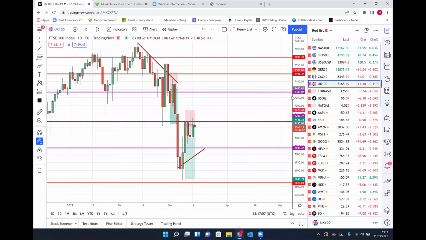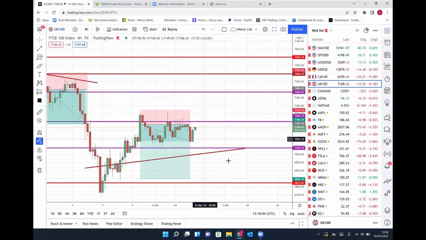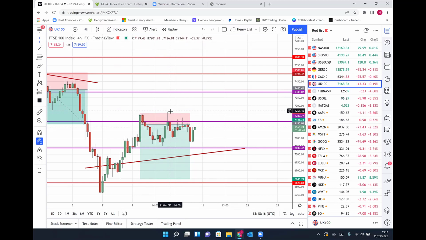The UK 100, we actually took this on the smaller time frame as well, and we got stopped out. So we took this trade here, it went down in our favor, and then we got stopped out on that high there. This bar stopped us out, which is massively annoying. We've taken a similar trade on the German DAX again, but the German DAX has a triple top, where this one has only had a double top at the present moment.